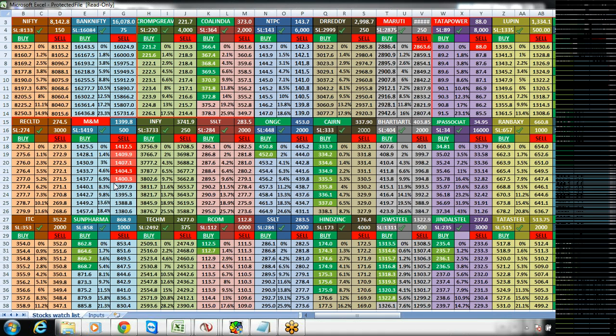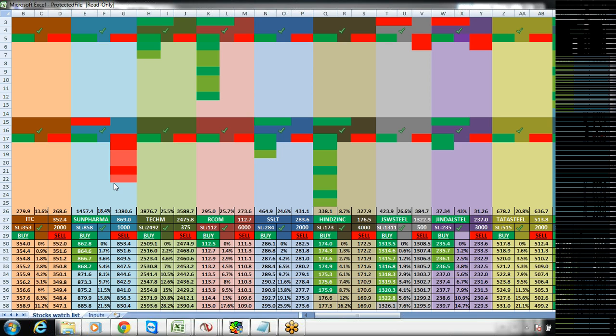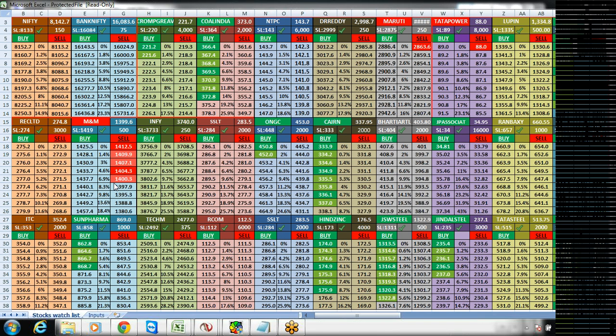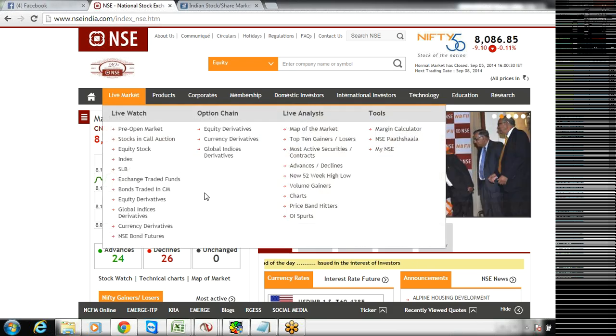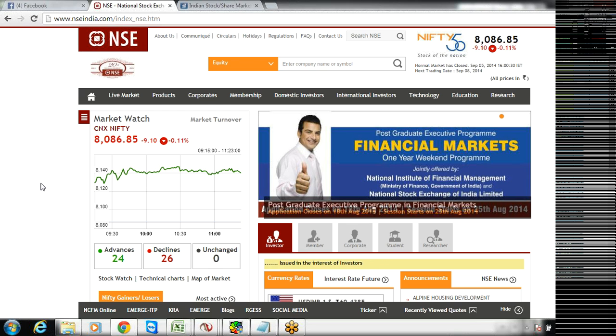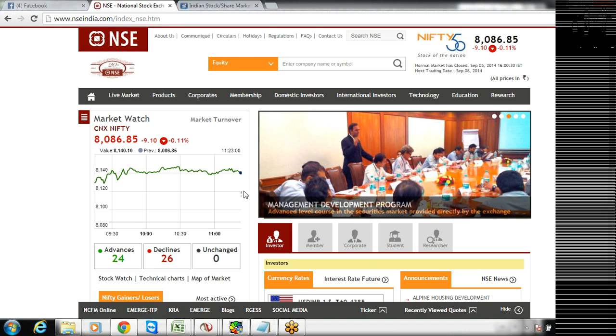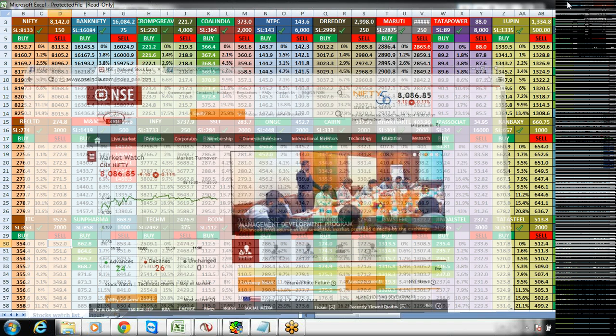So that's roughly around 12 rupees on M&M. Now it's moving. So 3000 rupees till now. So you can just see a market moving in a range of 20 points. We have enough trades.